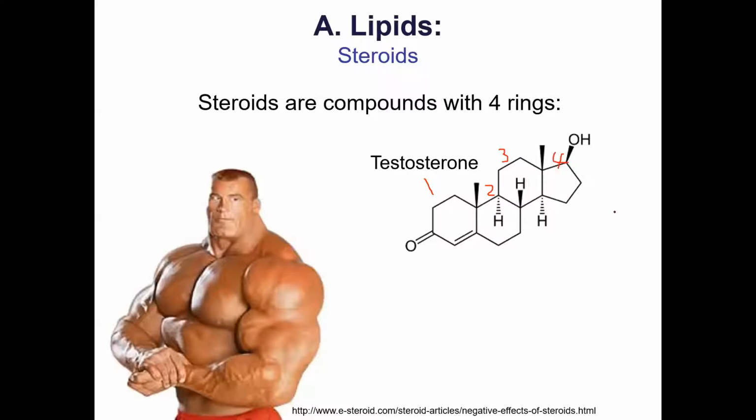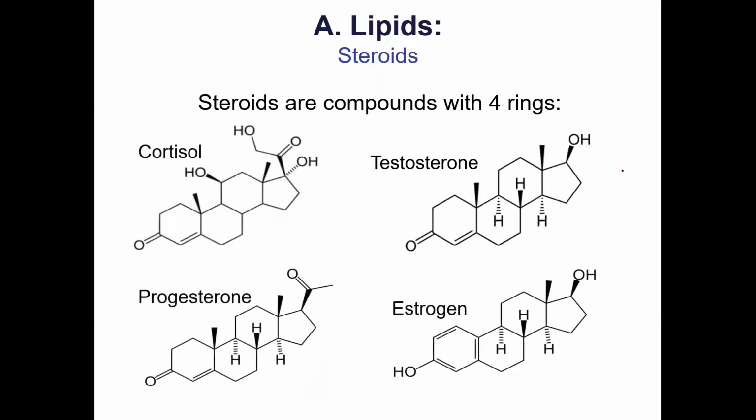Testosterone, of course, is a sex hormone found both in males and females. Males usually end up with a bit more of it, so they can build muscle mass, and it also does a few other things like adding body hair. There are lots of steroid compounds out there, though. You can see cortisol.